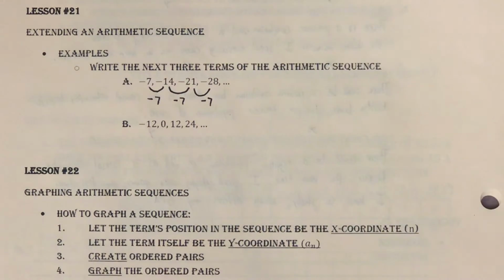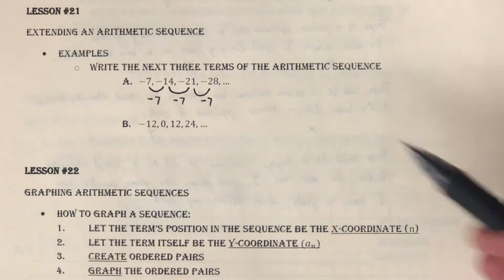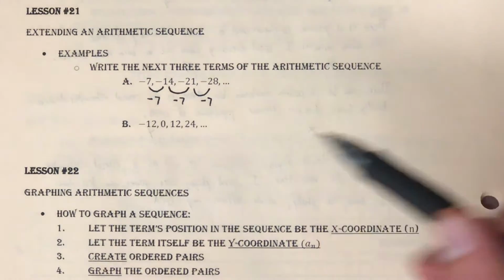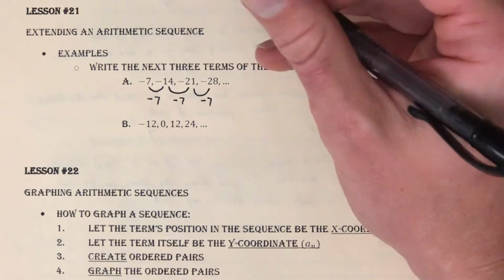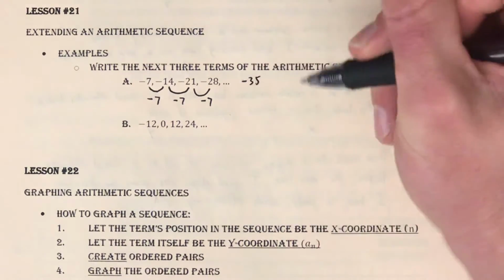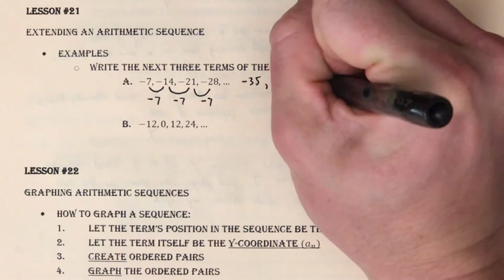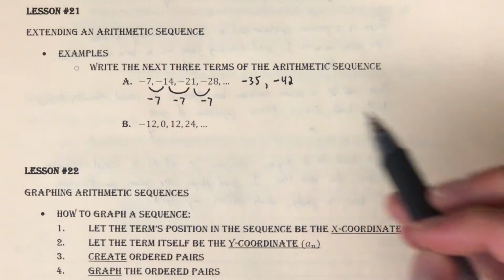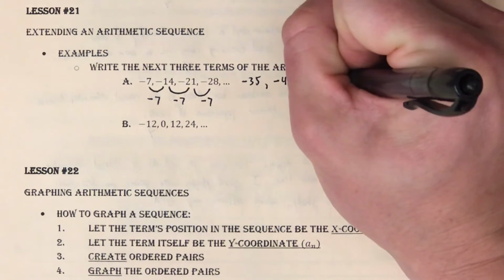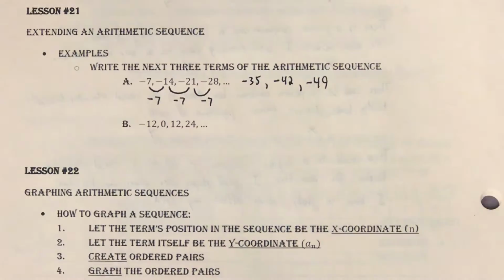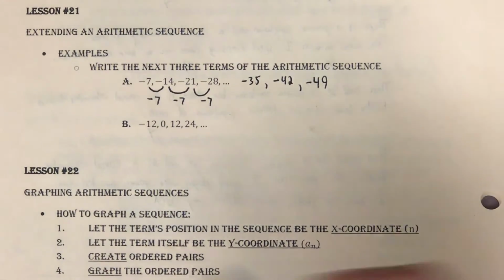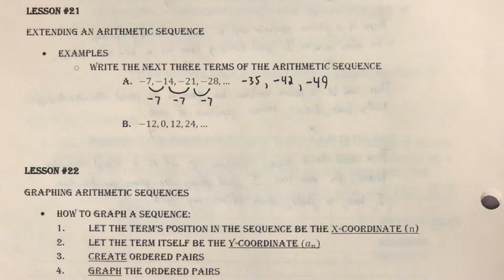They subtracted 7. So it only makes sense that from the fourth term to the fifth term, they would subtract 7, which gives me -35. From the fifth term to the sixth term, they'd subtract 7, giving me -42. And from the sixth term to the seventh term, that gives me -49. So my next 3 terms in that sequence, because all they were doing was subtracting 7 every time, are -35, -42, -49. That's how we extend an arithmetic sequence.